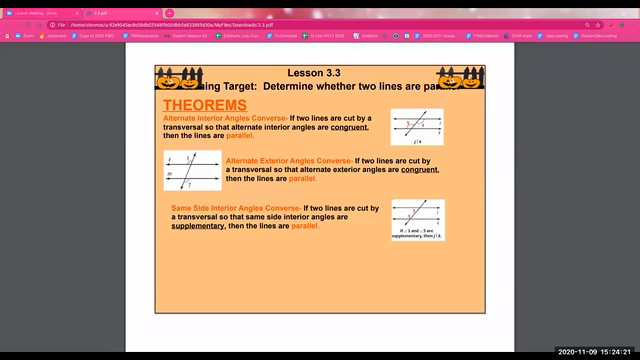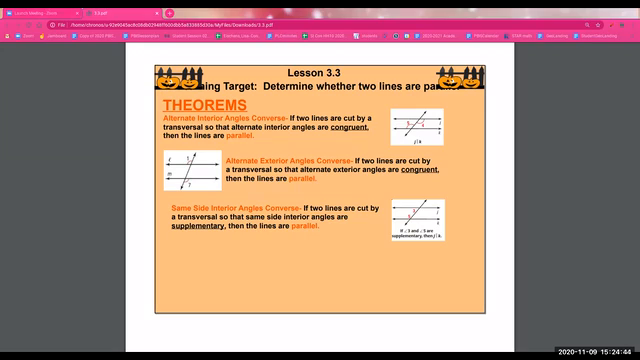So this is alternate exterior. And lastly, same side interior angles converse says if two lines are cut by a transversal so that the same side interior angles are supplementary, then the lines are parallel. So that one is, remember, same side interior angles have to be supplementary.